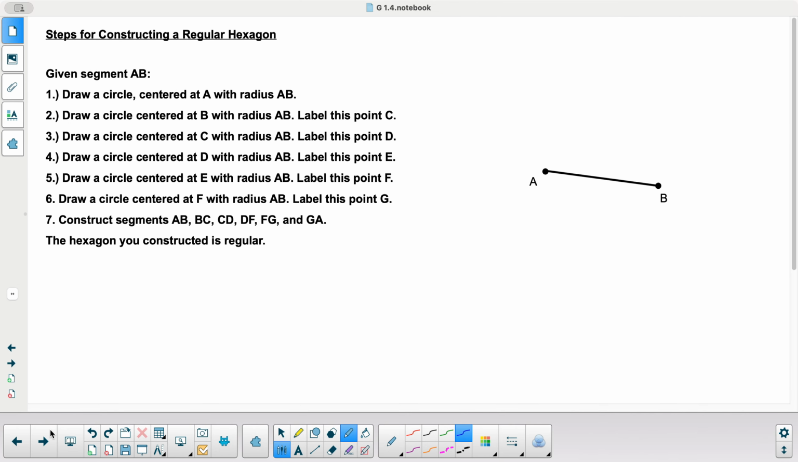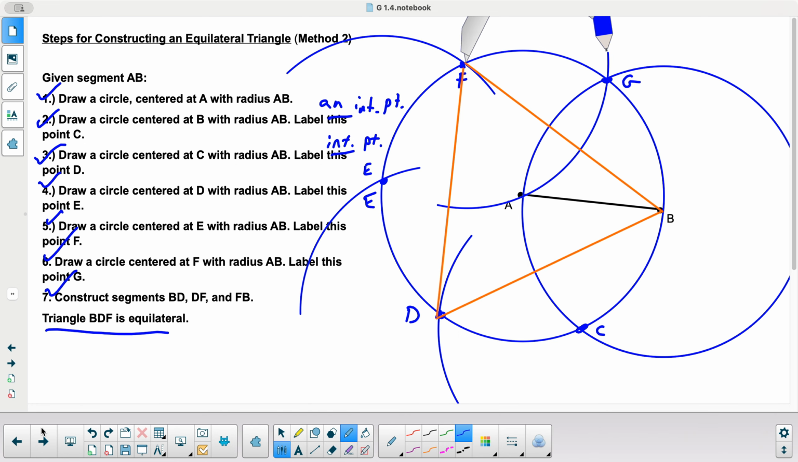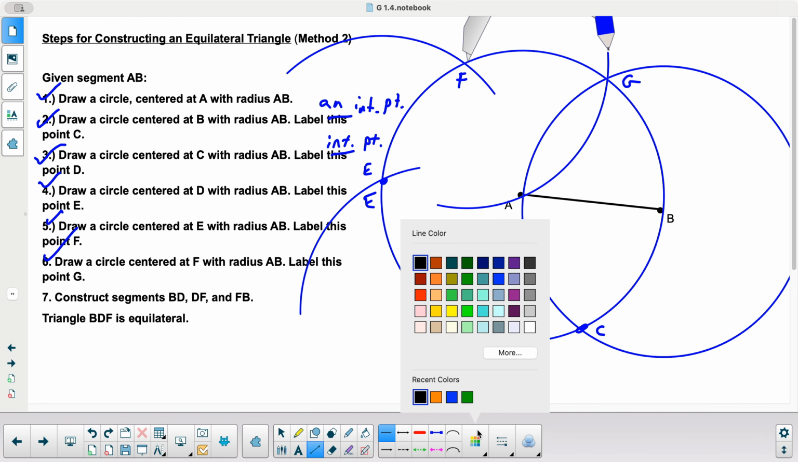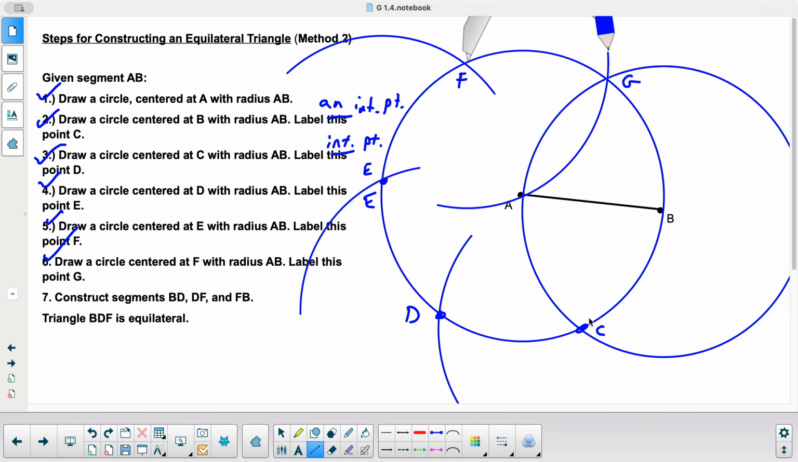Now, the next step is a regular hexagon. It's almost everything the same that I just did with the equilateral triangle. I'm going to do everything the same here. I'm going to get rid of my triangle. And all I'm going to do here is connect each point to the point that's next to it.